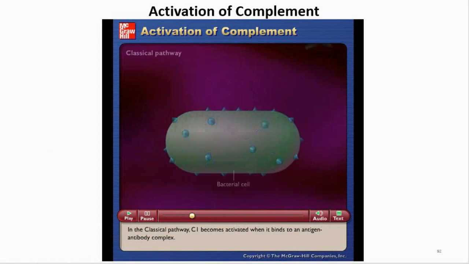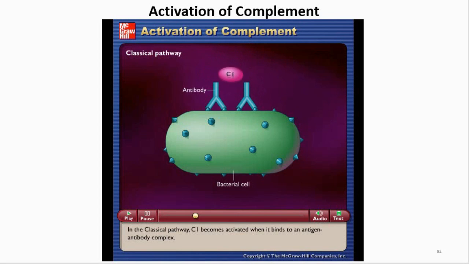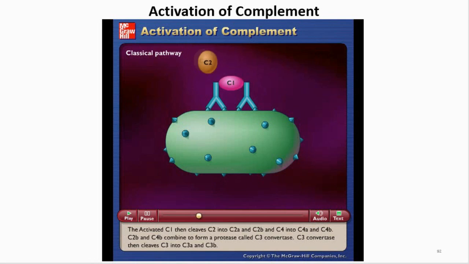In the classical pathway, C1 becomes activated when it binds to an antigen-antibody complex. The activated C1 then cleaves C2 into C2a and C2b and C4 into C4a and C4b. C2b and C4b combine to form a protease called C3 convertase. C3 convertase then cleaves C3 into C3a and C3b.